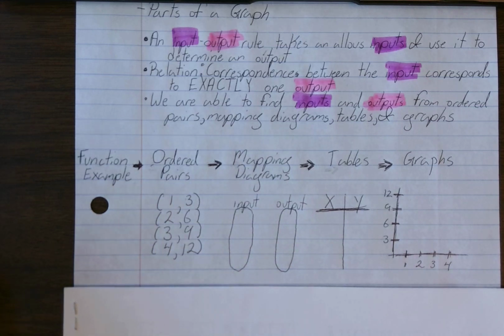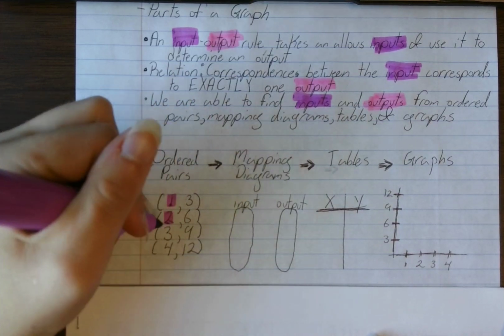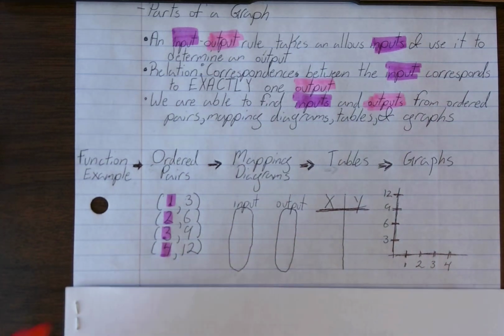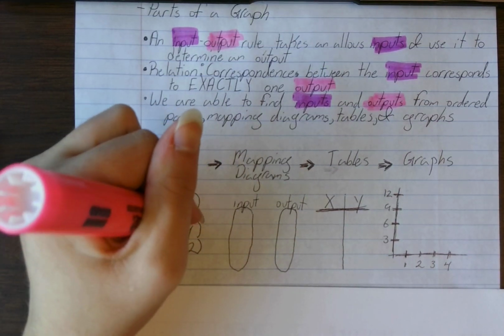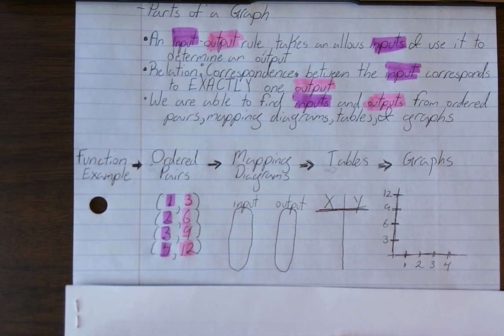My inputs are going to be my X values. Okay, they're going to be my X's. So I'm going to highlight all my X values in purple. I'm going to highlight all of my Y values in pink. It's going to be my outputs, okay? As you can see, I was already given my information.